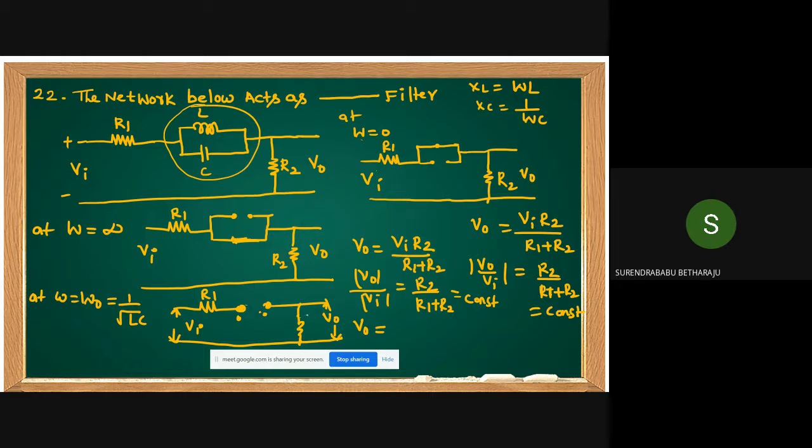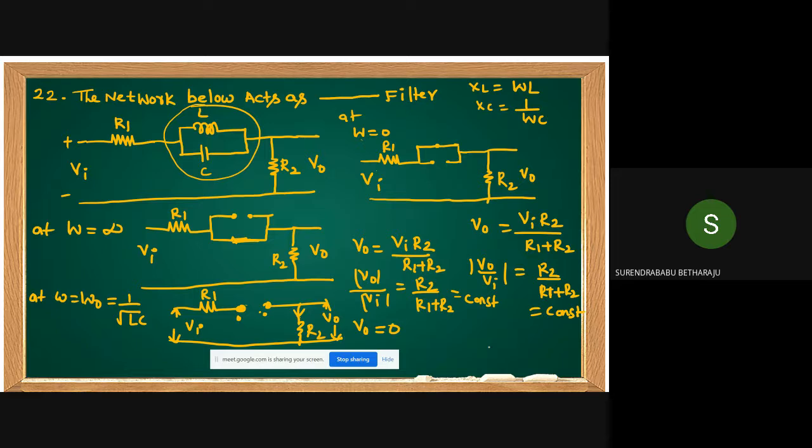But what is V naught? There is no current through this resistance, sir, because it's open circuit now. There is no current through this resistance. What is V naught? 0. What is V naught? 0.